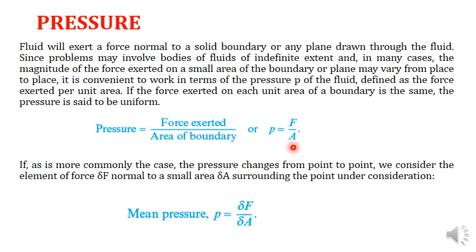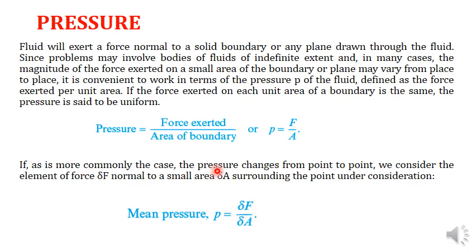For fluids, usually the uniform pressure doesn't hold true, and sometimes it gives you a variation, whether it is flowing or even at rest. So, in the more common case where the pressure changes from point to point, we consider the element of force, differential F, delta F normal to a small area delta A surrounding the point under consideration. Your mean pressure for any differential element will be small p equal to delta F over delta A. Now, what is this differential element?